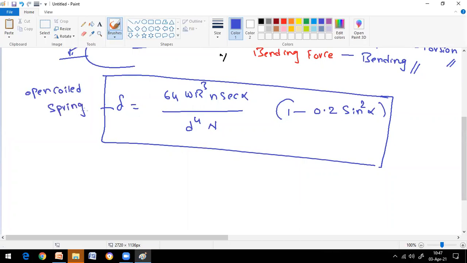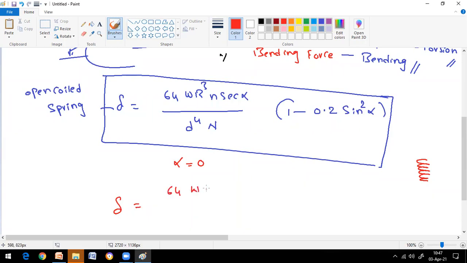So let us see whether this formula is right or wrong. How can I check? Let me take alpha as 0. When alpha is 0, the spring will become straight, instead of having more inclination with respect to the axis of the spring. The spacing between two loops will become less, and alpha will become 0. When alpha becomes 0, what will be the deflection formula?